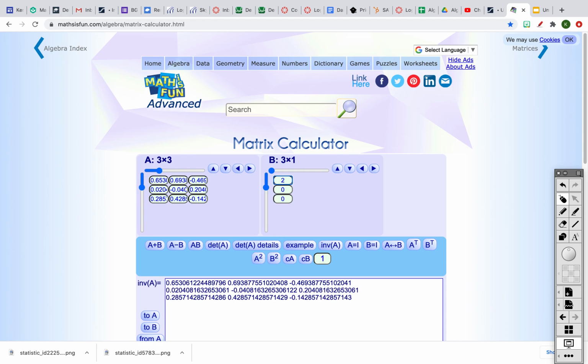which is 2, -15, -13. And then we go down to the bottom where it says A times B, because this is technically the inverse of A times B, which will give us the solutions. This is X, Y, and Z. So -3, -2, and -4.